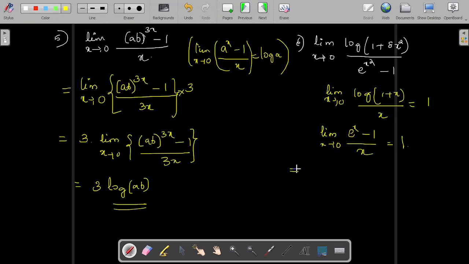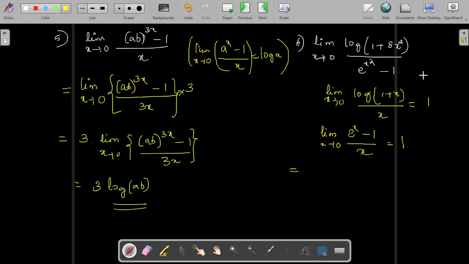Always you should compare the given function to the standard form. See here, log is there, 1 plus, instead of x you have 8x square. And the same quantity is to be divided by. So divided by x. So you should have here divided by 8x square. So that is missing.